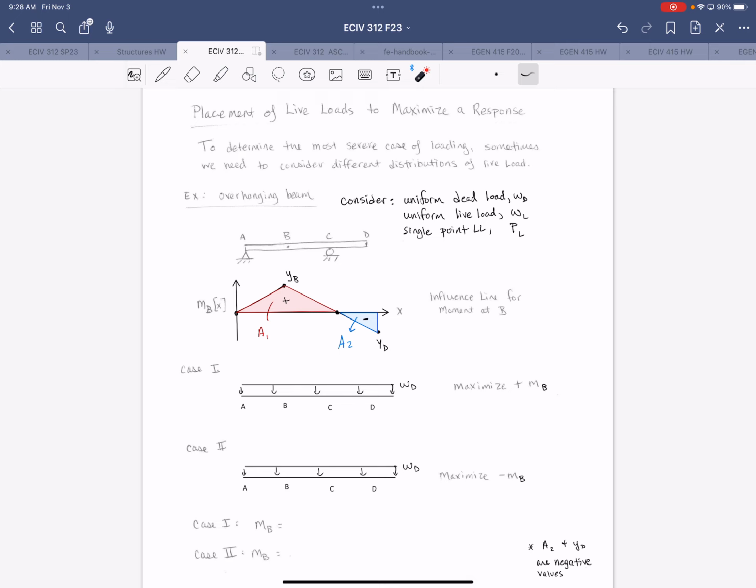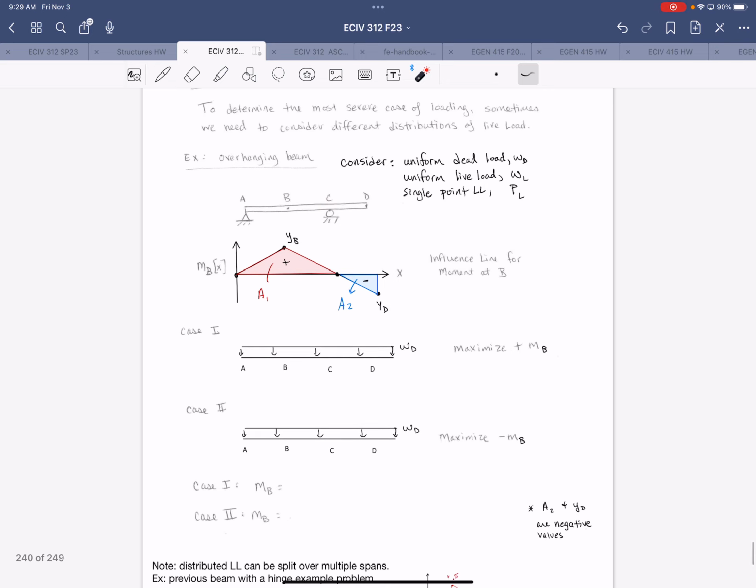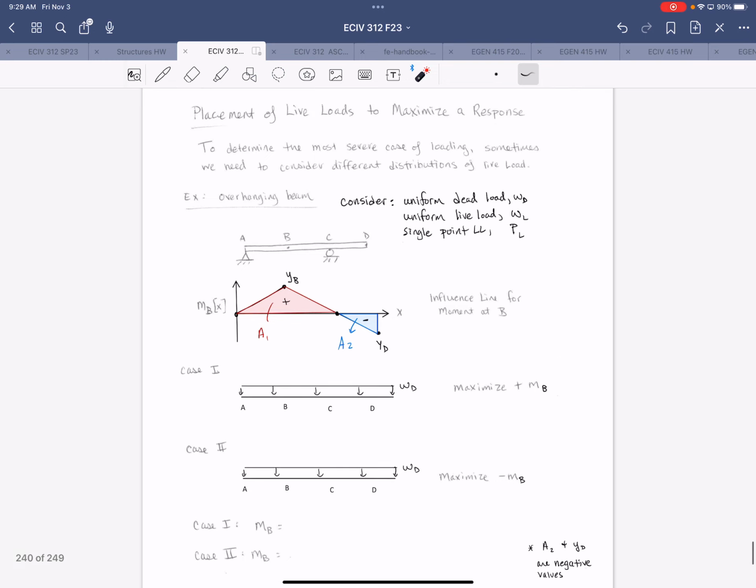So it won't give us the envelope along the length of the beam. And so it might change. The maximum moment at C might be caused by a different placement of, well, for the simply supported beam, it won't matter, but if you had a beam with an overhang, the maximum moment at B might be caused by a different placement of live loads compared to the maximum moment at C, for example. So you can focus on one response at a time and rapidly get the result from influence lines.